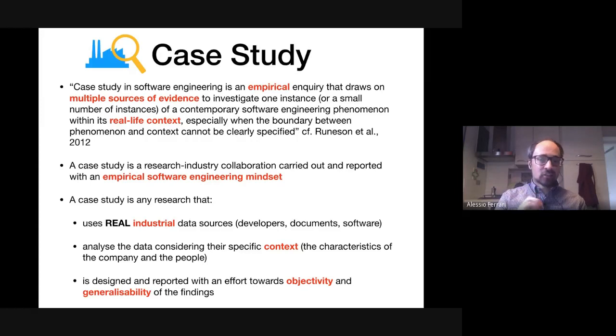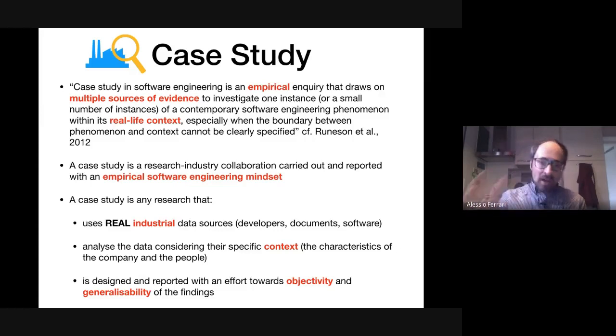So what is a case study according to the book? A case study in software engineering is an empirical inquiry that draws on multiple sources of evidence to investigate one instance or a small number of instances of a contemporary software engineering phenomenon within its real-life context, especially when the boundary between the phenomenon and context cannot be clearly specified.